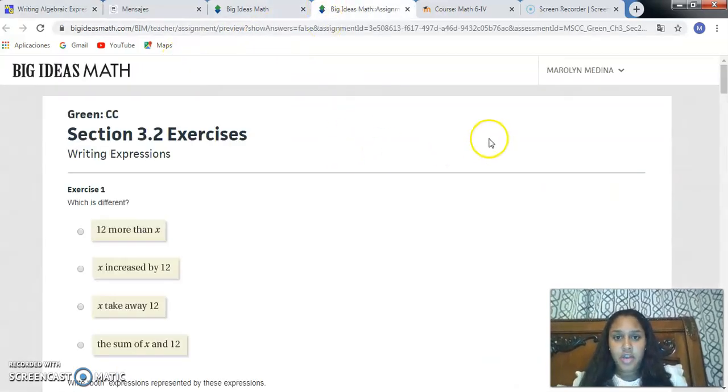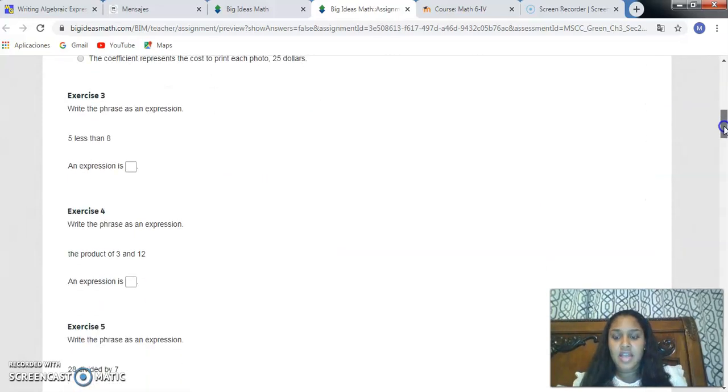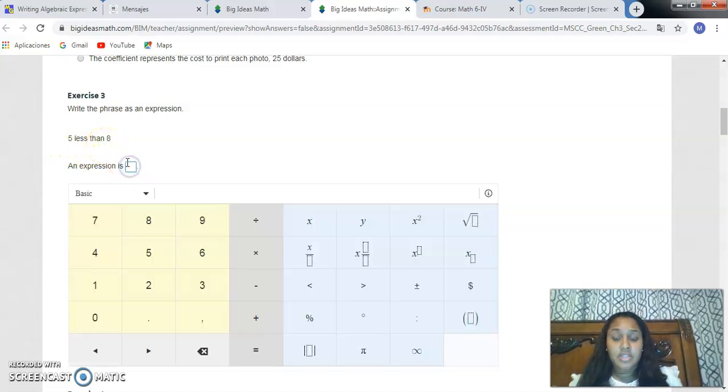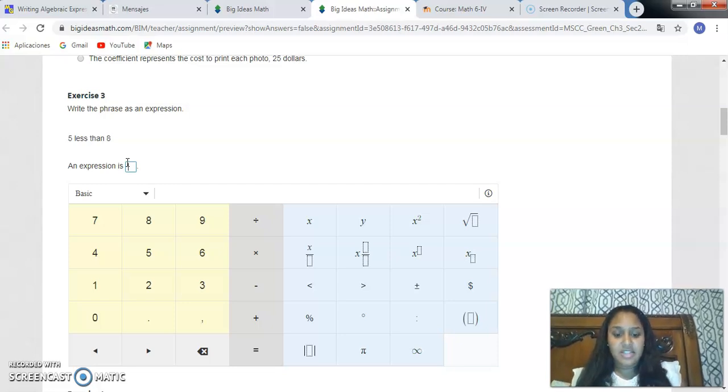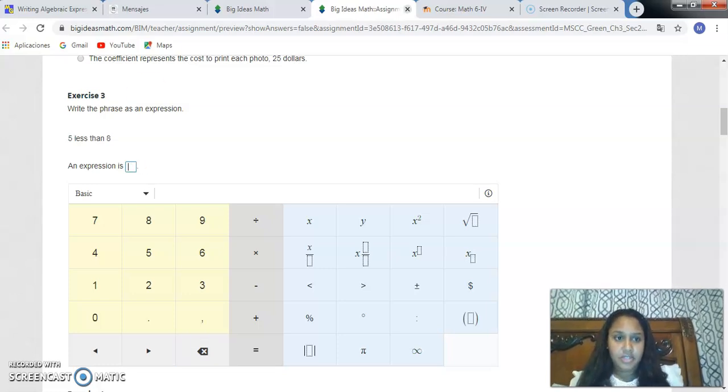When I go to one of the assignments that you guys have on Big Ideas, they are telling me, this is one of the examples. Write the phrase as an expression. 5 less than 8. The expression will be, since I'm taking away 5, they're telling me 5 less than 8, that will be 8 minus 5. That means I'm taking away 5 from the number 8.